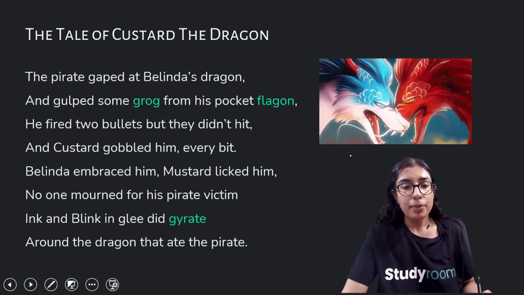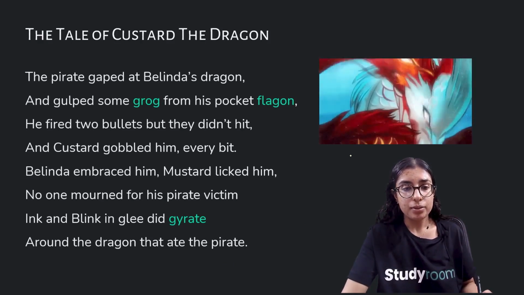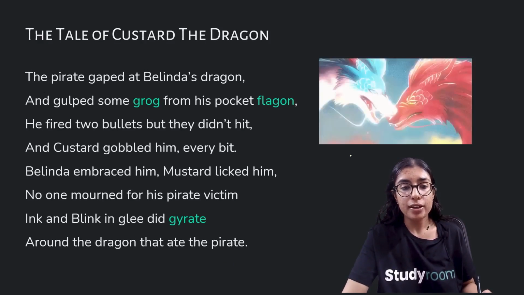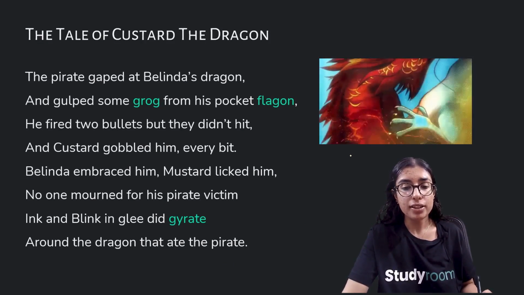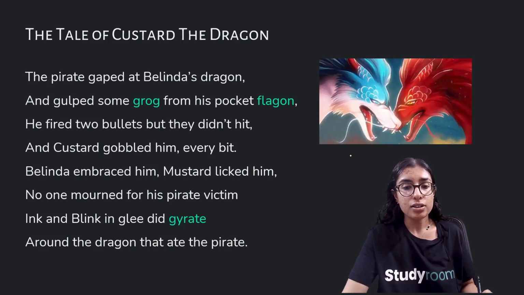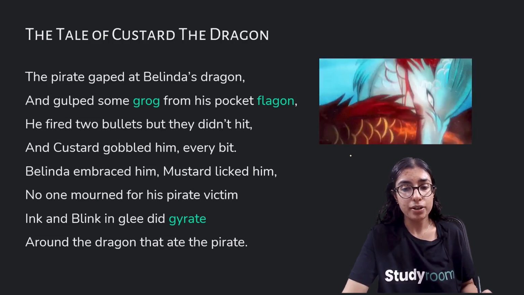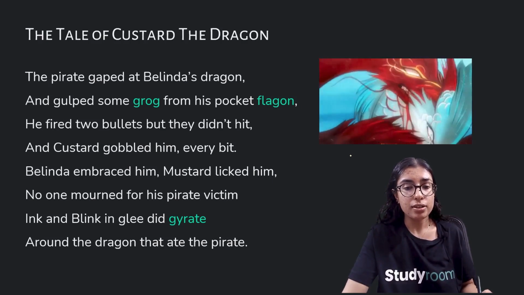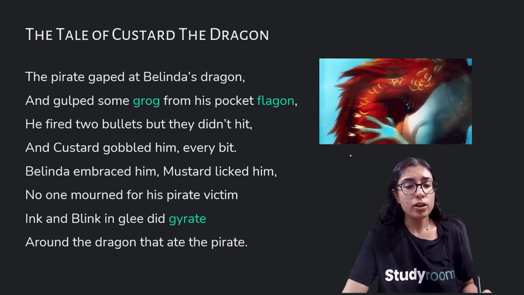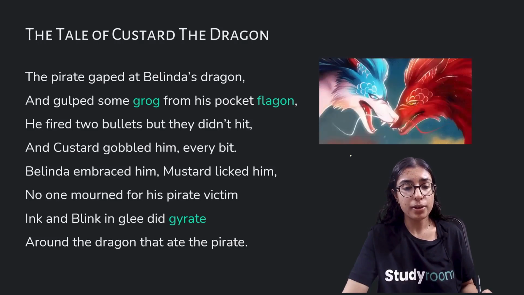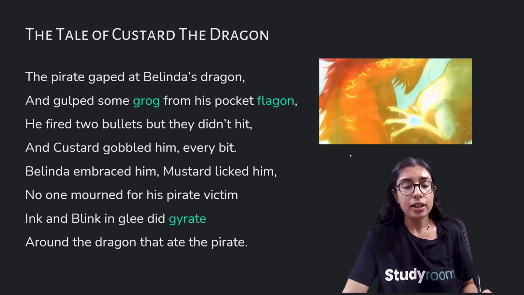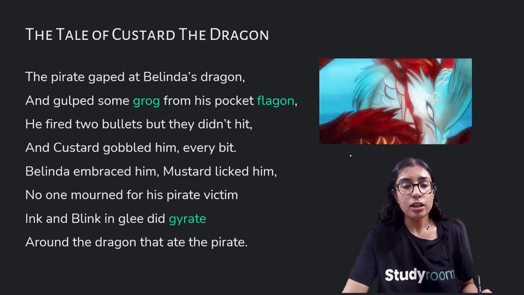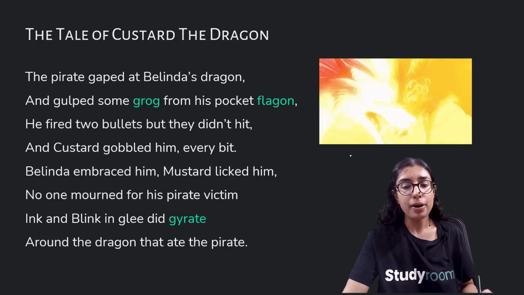The pirate gaped at Belinda's dragon and gulped some grog from his pocket flagon. He fired two bullets, but they didn't hit, and Custard gobbled him every bit. Belinda embraced him. Mustard licked him. No one mourned for his pirate victim. Ink and Blink in glee did gyrate around the dragon that ate the pirate.